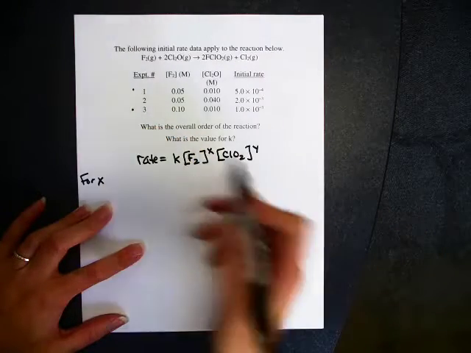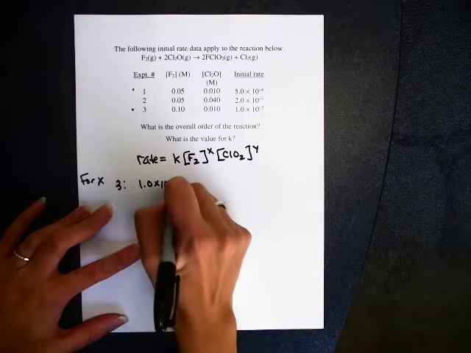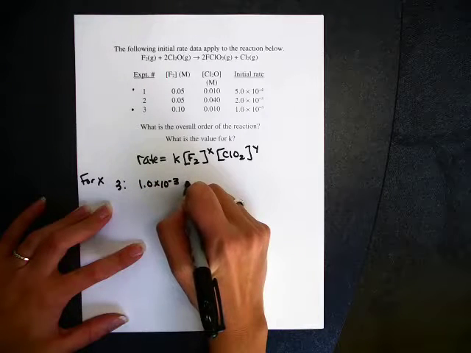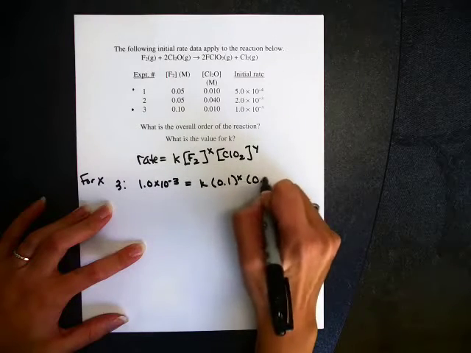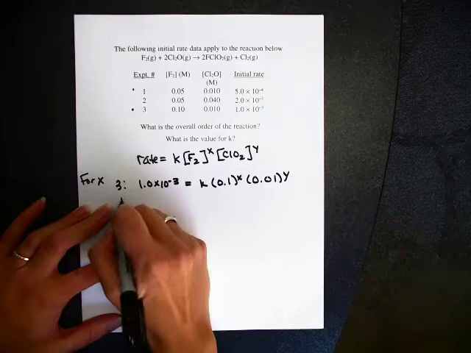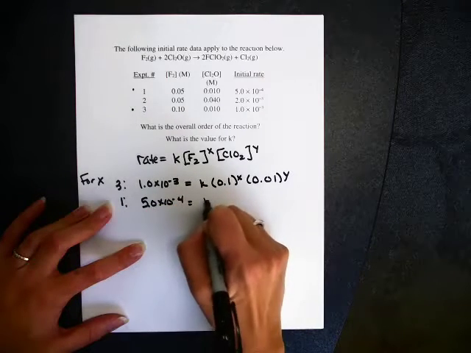To figure out x, I'm going to pick two experiments where the F2 is changing, but the Cl2O isn't, so that'll be 3 and 1. I'm going to do it with the higher rate on top, so that would be number 3 first, and I'm just plugging in. So the rate from number 3, the F2 concentration from number 3, and the Cl2O from number 3. And then I do the same thing for number 1.